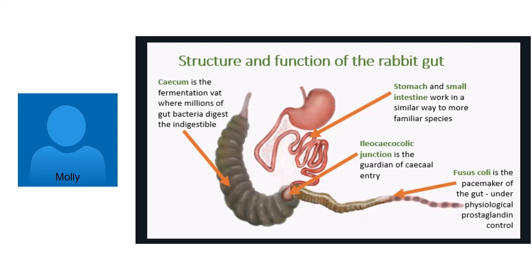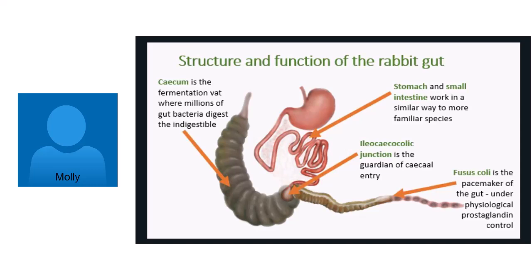So in terms of this gut, the stomach and the small intestine tend to work in a very similar way to other species. So in the stomach, there is some chemical digestion, potentially some mechanical digestion. The small intestine will allow absorption of, for example, simple sugars, things like potassium and that type of thing. So very similar to the way that we understand gut working in other species. But where the magic begins to happen is at the ileo-cecocolic junction. And I call this the guardian, really, of cecal entry.